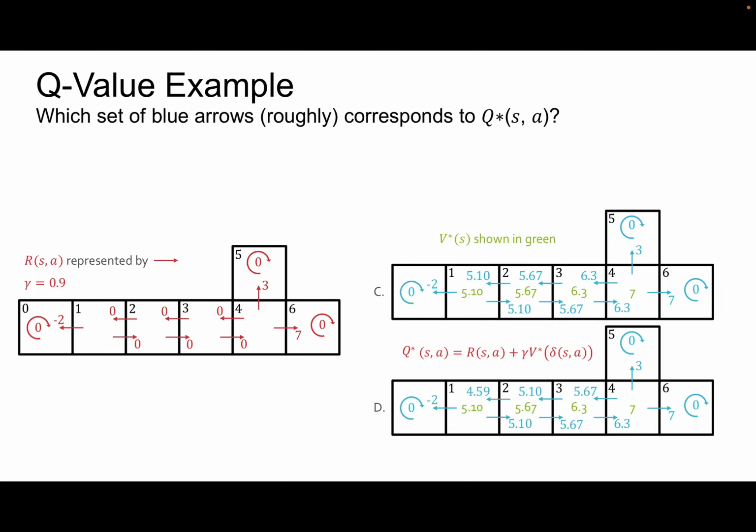And firstly, we must calculate the optimal value function to make the calculation easy. The optimal value functions are shown in green numbers. So let me clarify: blue is Q star, green is V star, okay, and red is reward. So from this reward function, we can compute the optimal value function V star, right?